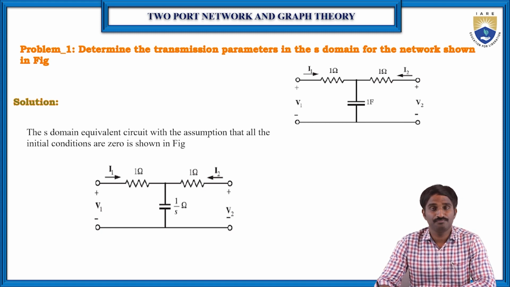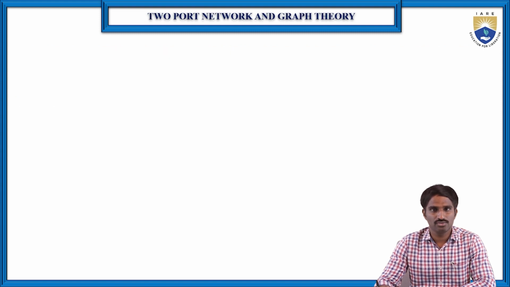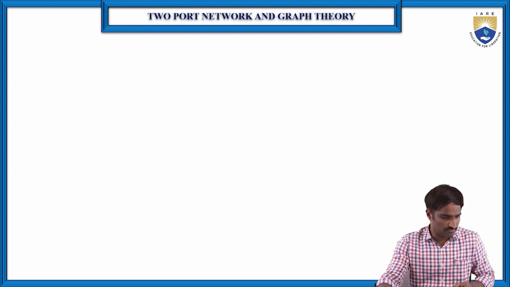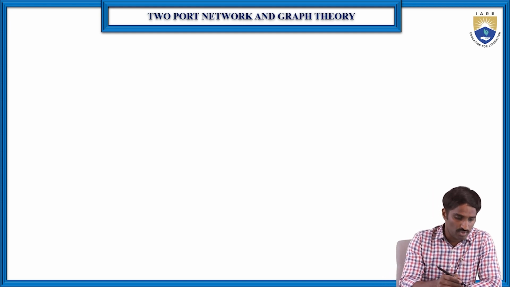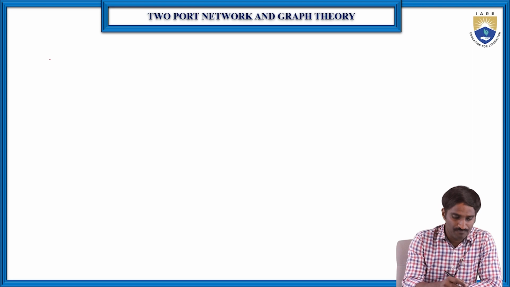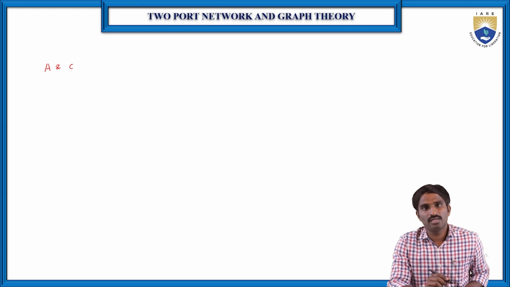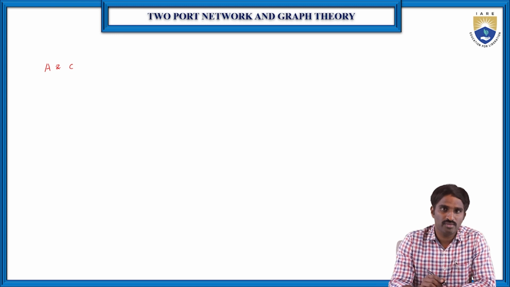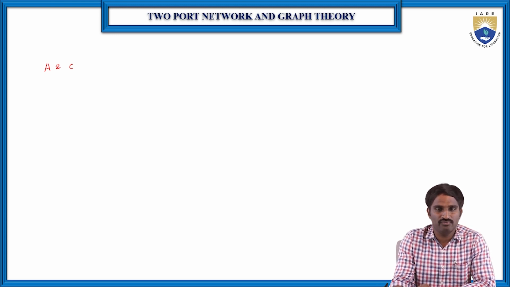As we have already discussed the procedure to find the ABCD parameters, we follow the same way here. First, let us find the parameters A and C. How can we find A and C? By making the output terminal of the given circuit an open circuit, which means we consider I2 equal to 0.